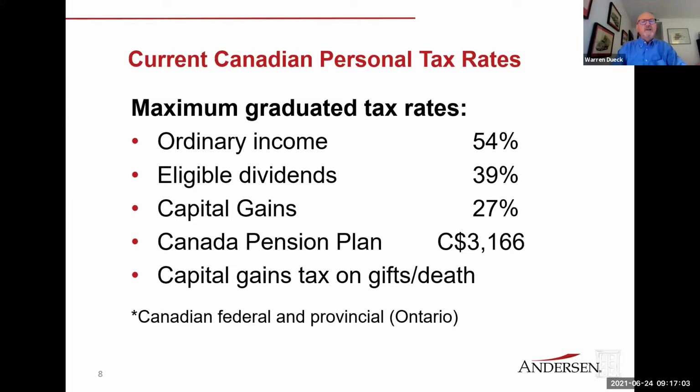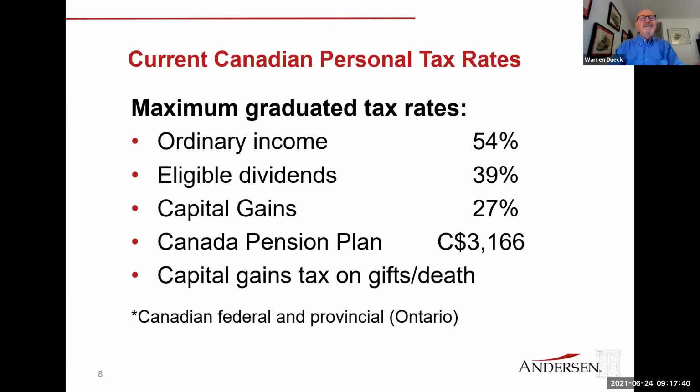Now, oddly enough, the Canada Pension Plan, the statutory Social Security system, is actually one of the cheapest in the world. The maximum tax every year is $3,000 Canadian, or about 2,500 US. So if you're going to be a worker in Canada, it's an inexpensive place to hire people from the standpoint of pension plan costs.